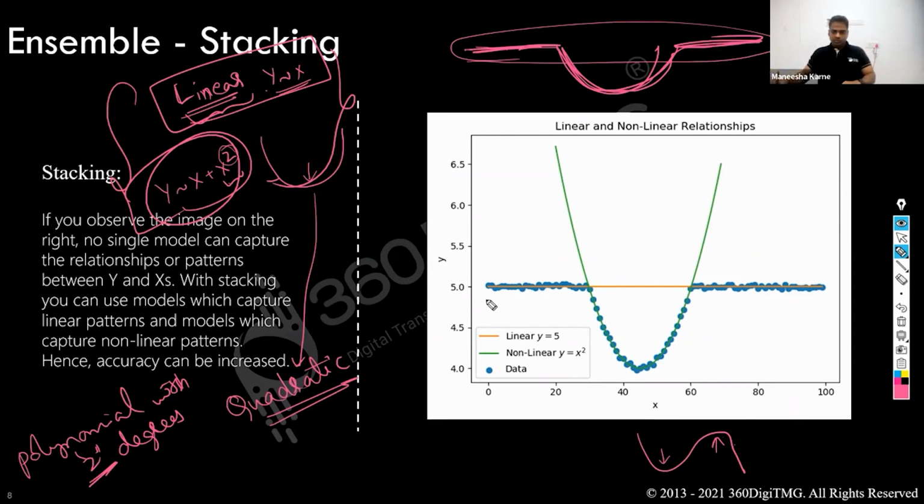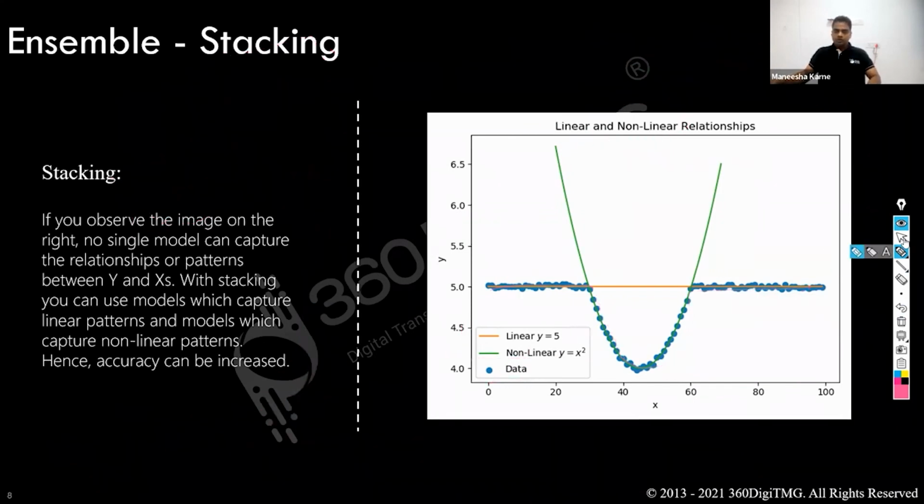So if you look at the dots, that is the actual data. If you use linear regression, only that red line captures it. If you use only nonlinear or polynomial with 2 degrees, this kind of a pattern will get captured. If you want both, you need to combine them using stacking. So both linear and nonlinear kinds of relationships get captured when you have stacking.